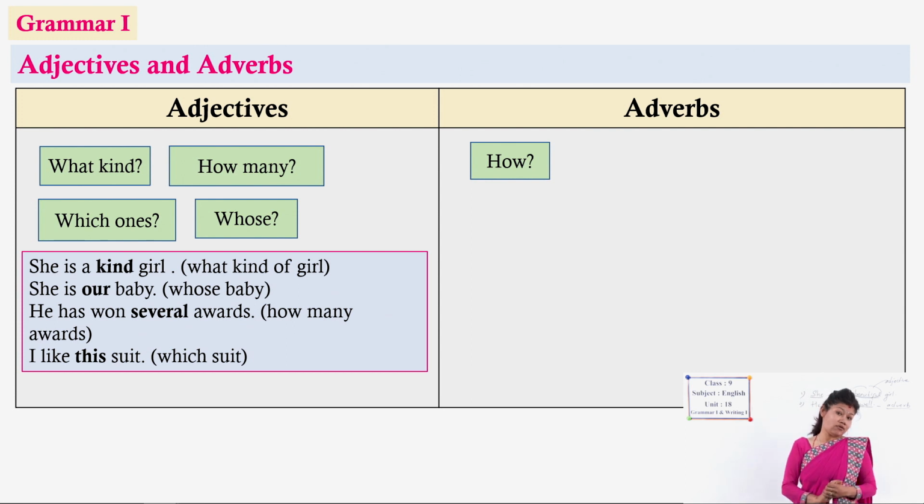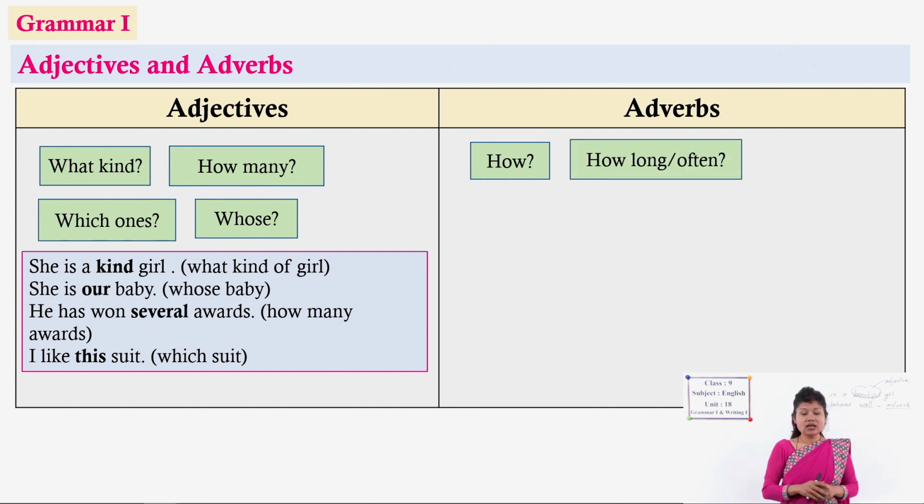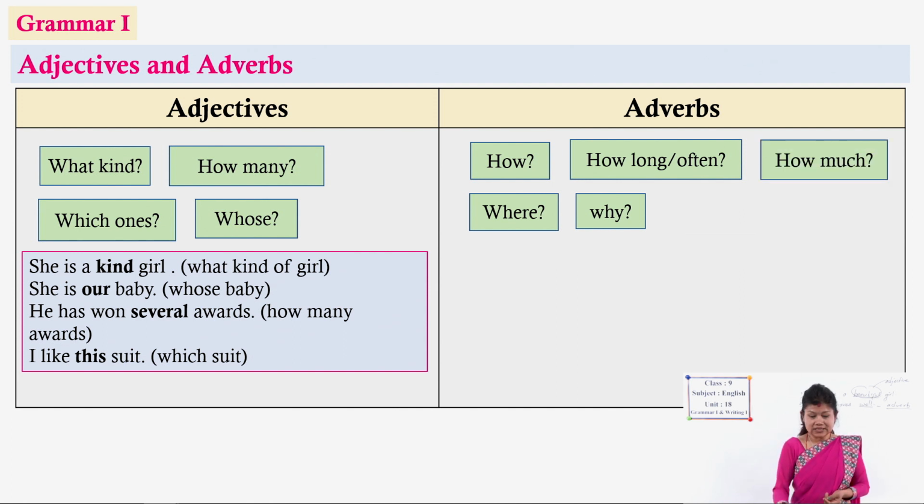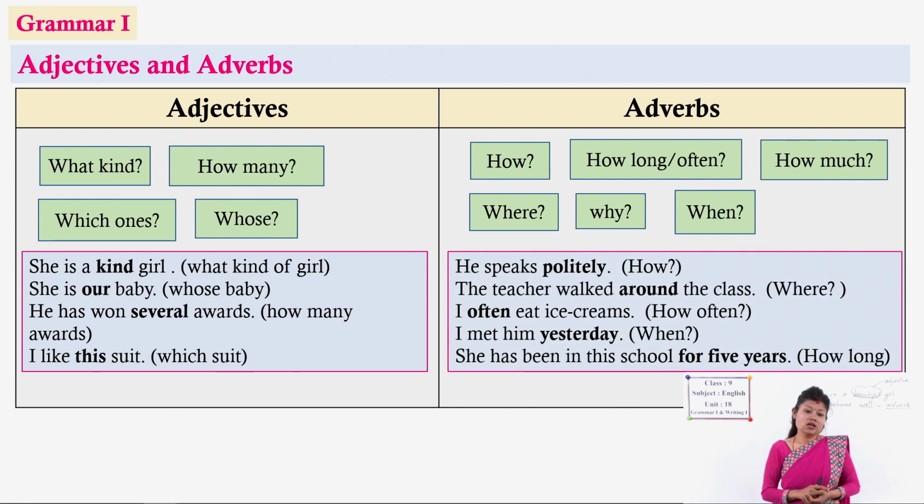Now, let us talk about adverbs. Importantly, an adverb always answers the how question, the manner. Similarly, it answers how long, how often: adverb of frequency, adverb of time. Where, position. Why, reason. How much, quantity. When, time. Some examples. He speaks politely. How does he speak? Here politely belongs to the manner of speaking, so it is an adverb.